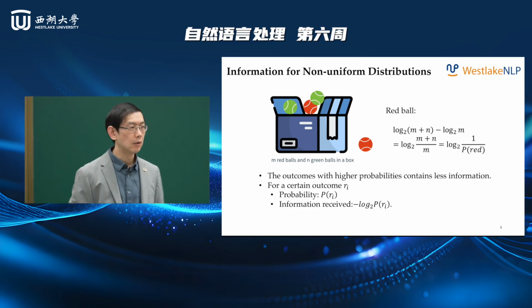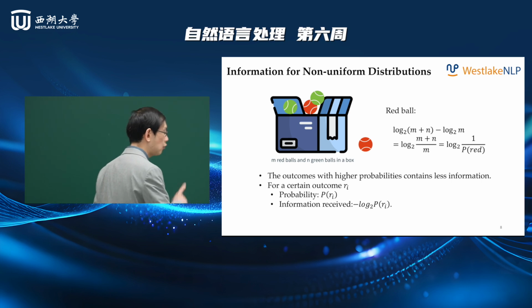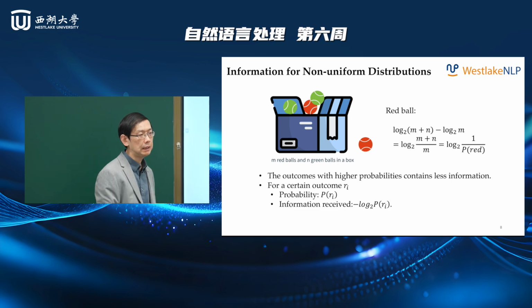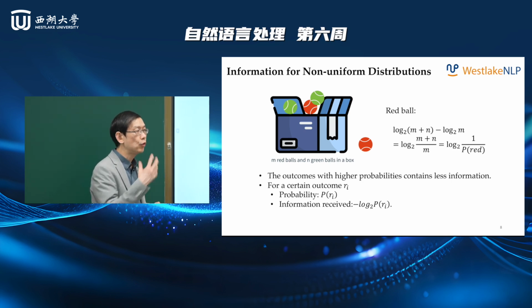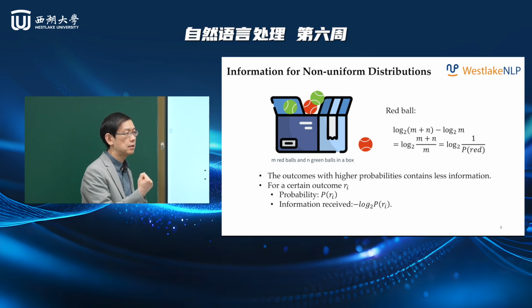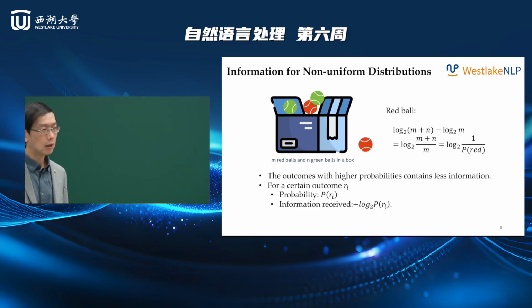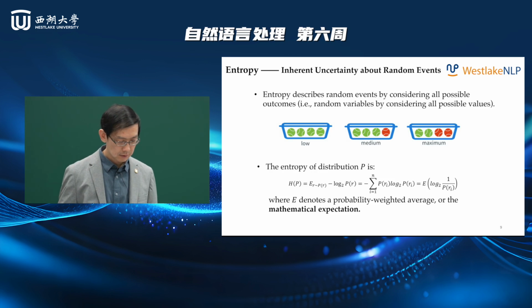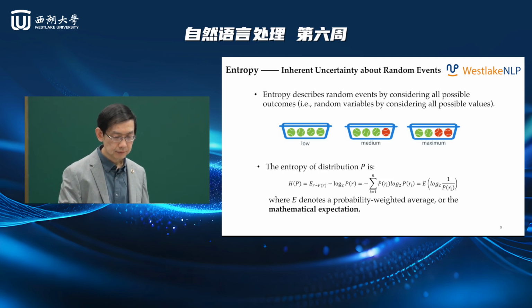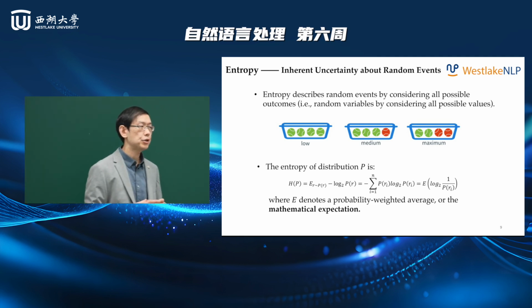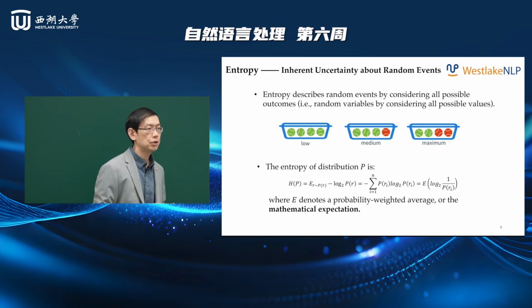So in general, if you have an event of several possible outcomes, for each outcome, if the probability is p, then knowing this outcome contains information of log2 1 over p bits, or minus log2 p bits. So this is information. Information basically measures how much you need to encode one random variable value.